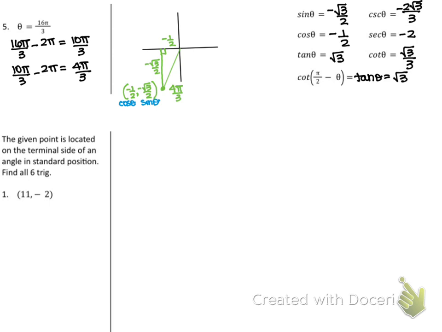Okay, so I know that sine's going to be negative root 3 over 2. Cosecant's going to be the reciprocal of that after it's been rationalized, so it's negative 2 root 3 over 3. Cosine's negative half. Reciprocal of that is going to be secant, so negative 2. Tangent is sine over cosine.